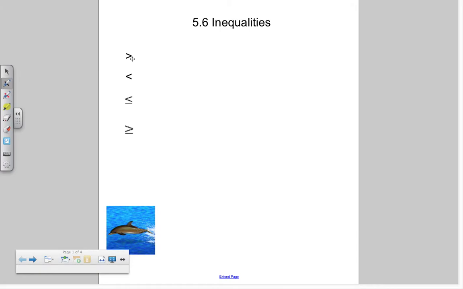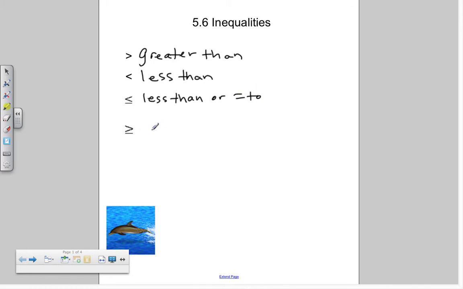Okay, so you've seen these symbols before. This one here is greater than. The one below it is less than. And the way I remember the less than is that it's like an L that's smushed if you look at the symbol. But these two might be new to you. This one is less than, but it also has an equal to on it. So it's called less than or equal to. And the one right below it is greater than or equal to, as you would assume.